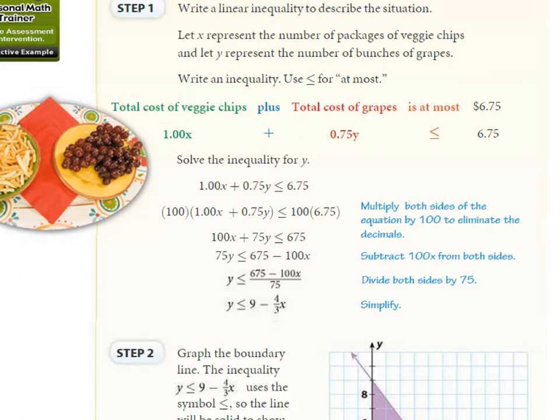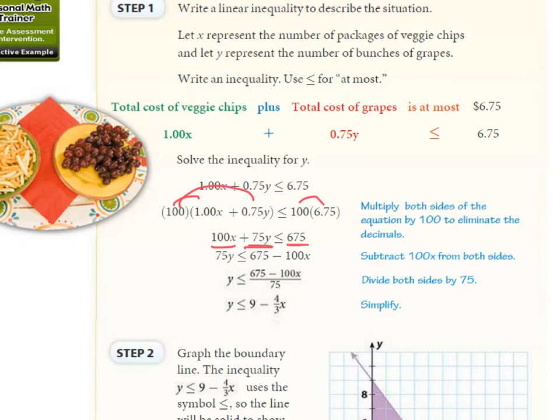Since there were 2 decimal places to every one, they're multiplying both sides by 100 because 2 zeros will move it 2 places to the right. So when we do that, 100 times $1 is the 100. 100 times 0.75 is 75. And then on the right side, 100 times 6.75 is 675. You still will get the same answer if you choose to not do that, but that's one way to get rid of your decimals. So then they subtracted the 100x from both sides.